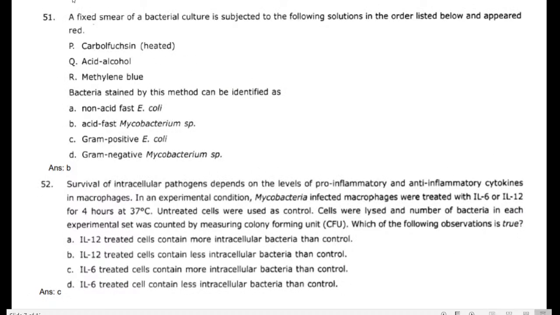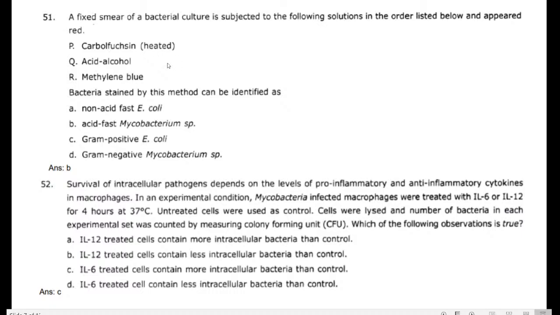Next, a fixed smear of bacterial culture is subjected to the following solutions in the order listed below. So the smear we want to make, the first one is carbol fuchsin, that is the heated condition, then acid alcohol and methylene blue. The bacterial culture is subjected to the following solution. Okay, we all know the staining technique, the Gram staining.